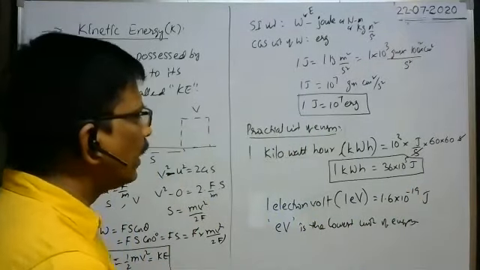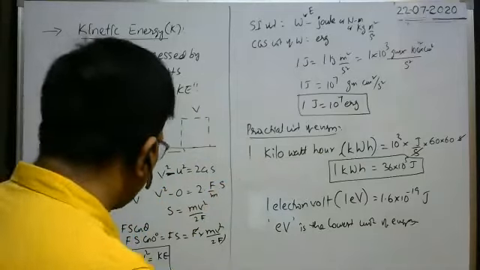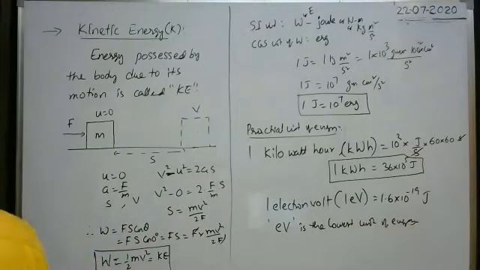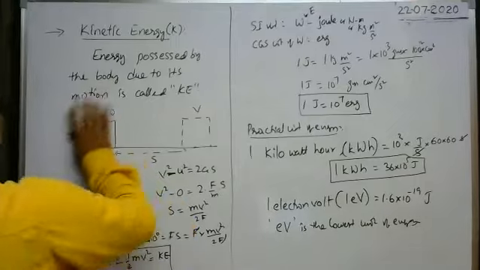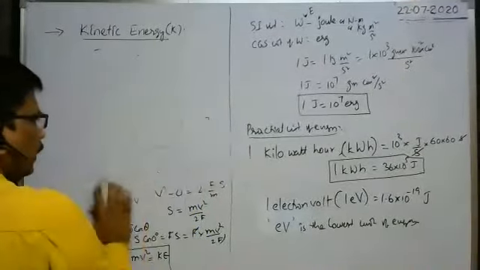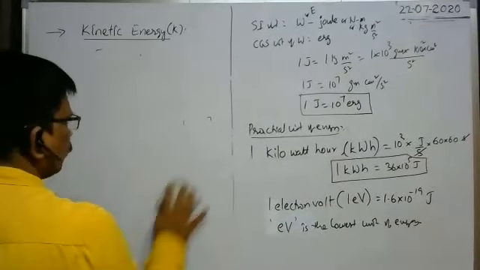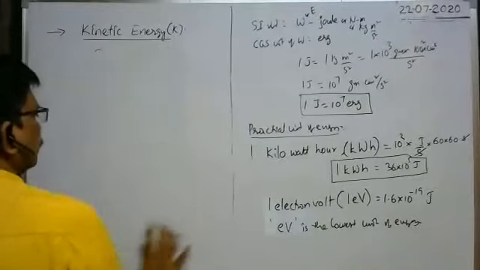Electron volt is the lowest unit of energy. So work done and energy both are measured in the same units. Okay. So this is the formula for kinetic energy. Now in this kinetic energy, 2-3 note points are there, we will discuss.